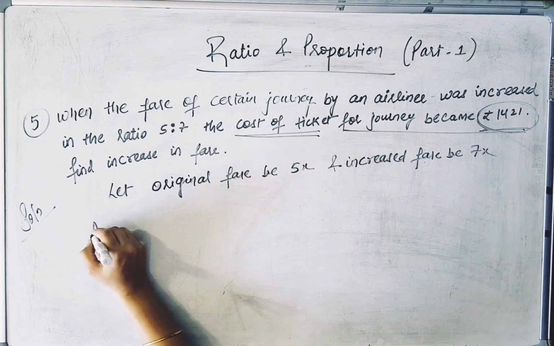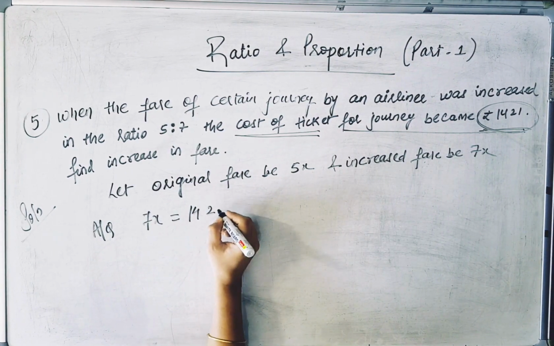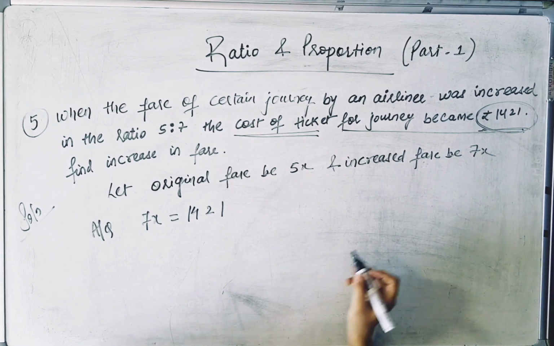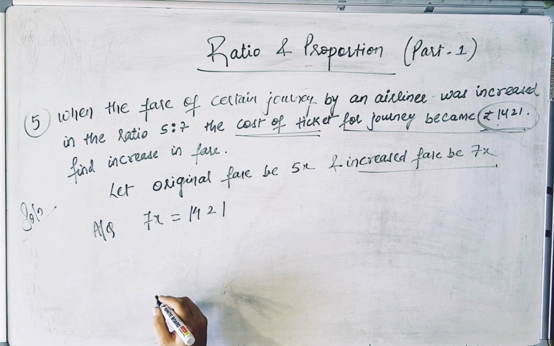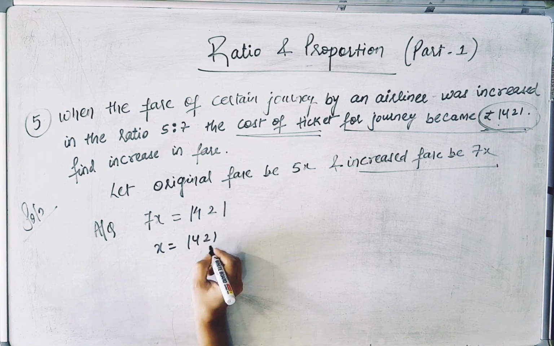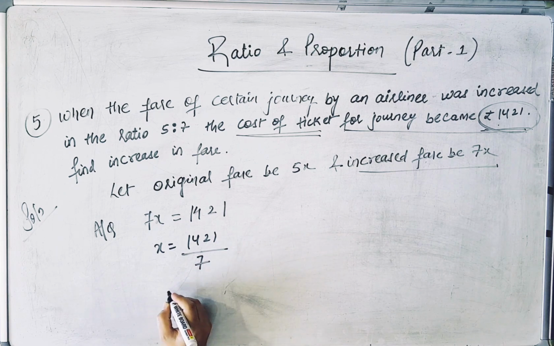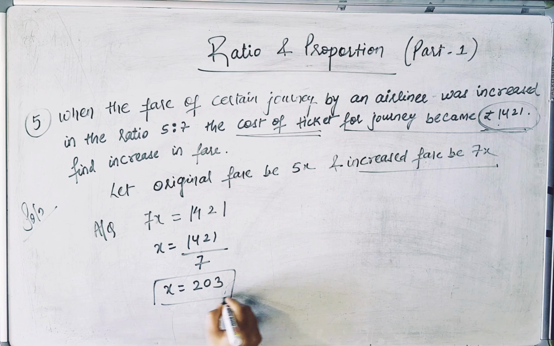So according to the question, this 7x is 1421. The cost of the increased fare is rupees 1421. So the value of x will be 1421 divided by 7. So x will be 203.